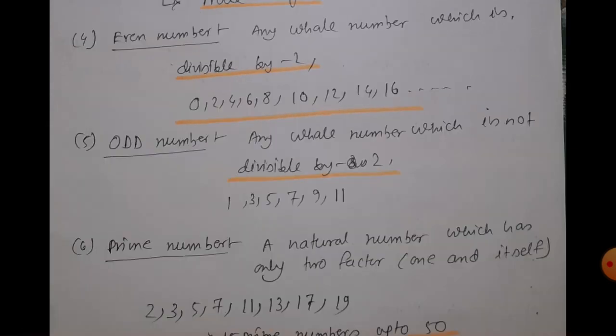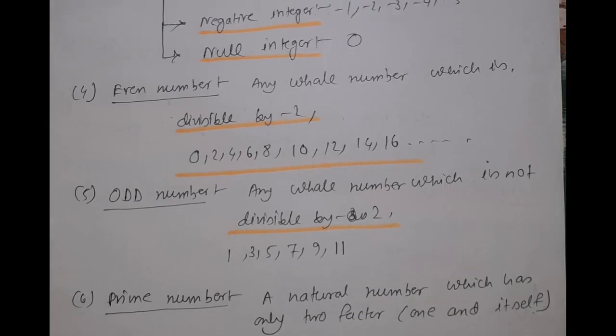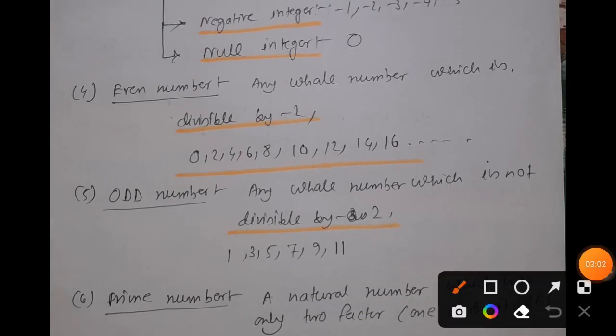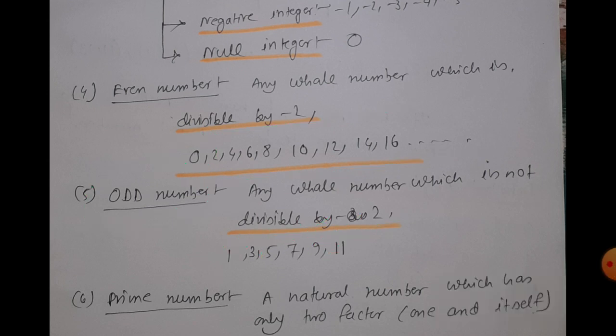So now what do you mean by even number? An even number is any number which is divisible by 2, but here the fact is, we are considering 0 as an even number, okay? And the rest you know, I think, okay? So now let's talk about the odd number. An odd number is any number which is not divisible by 2. For example, 1, 3, 5, 7, 9, 11, okay?